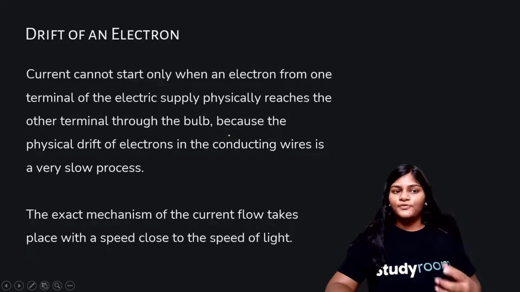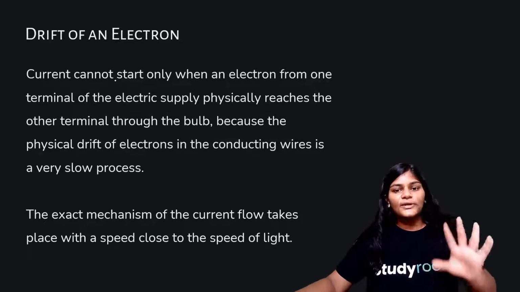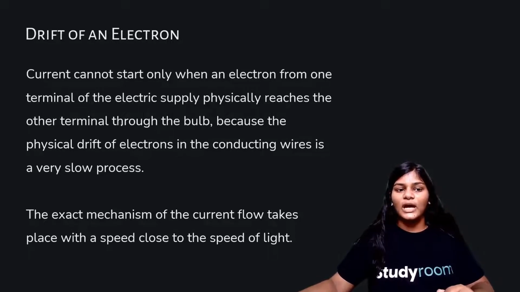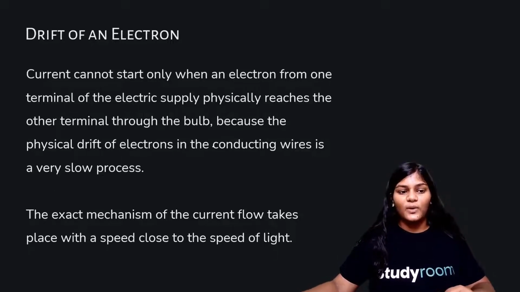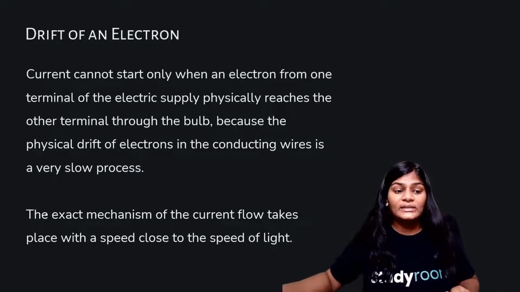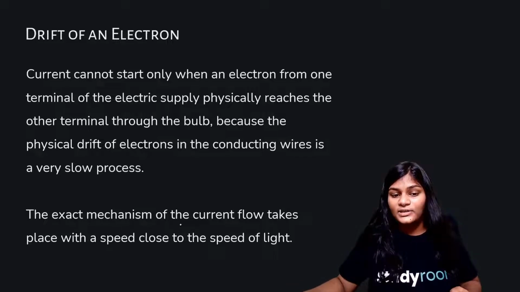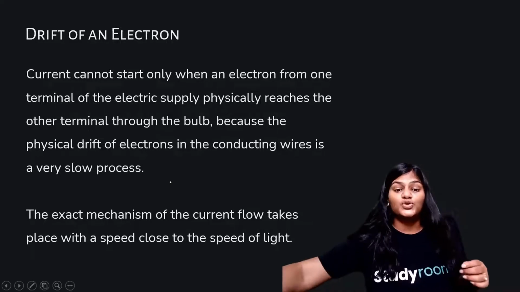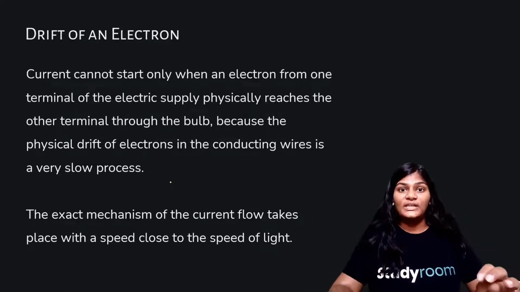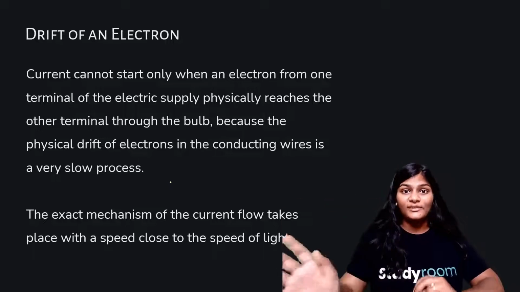Now, what is drift of an electron? Let's first read in your PPT and then I'll explain it to you. It says that current cannot start only when an electron from one terminal of the electric supply physically reaches the other terminal through the bulb, because the physical drift of electrons in the conducting wire is a very slow process. And the exact mechanism of current flow takes place with a speed close to the speed of light. You remember when we did the speed of light, we defined it as 3 into 10 to the power 8 meter per second.